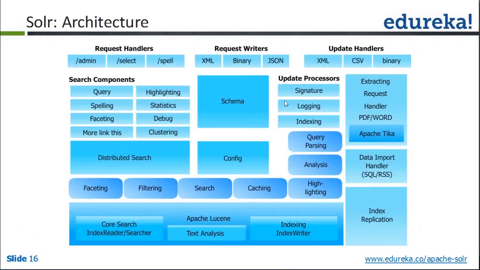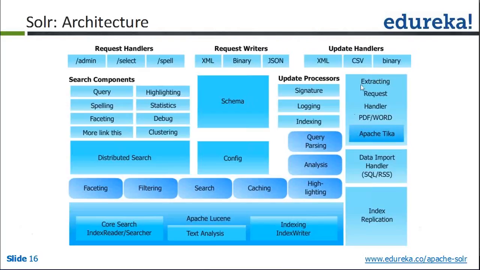Then you have the update processors. If you want to have the security features enabled as well, you can use update processors like the signature one, which can decide the algorithm by which you can encrypt the data and send it in. You have logging and indexing update processors as well, which can basically monitor the data and index the data. You have update handlers by which you could make the delta updates to the server. If you want to post in more data, you can use any one of these like XML, CSV or binary format, or the JSON format, or some other format.